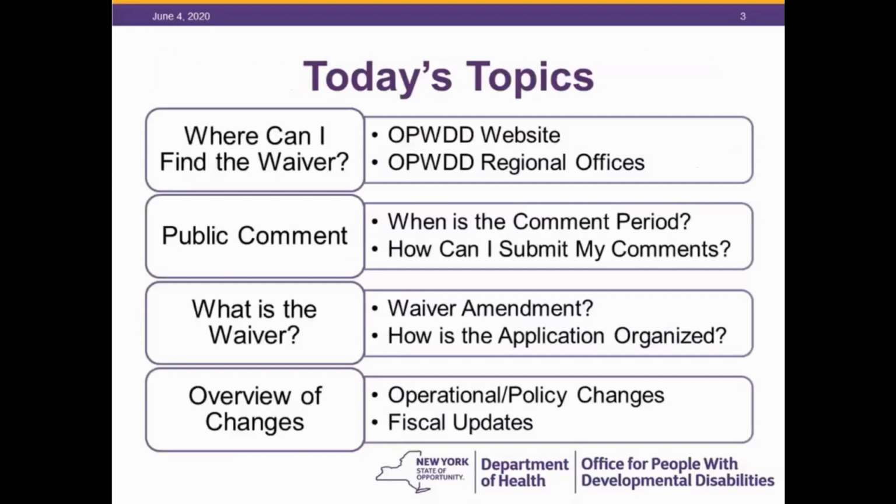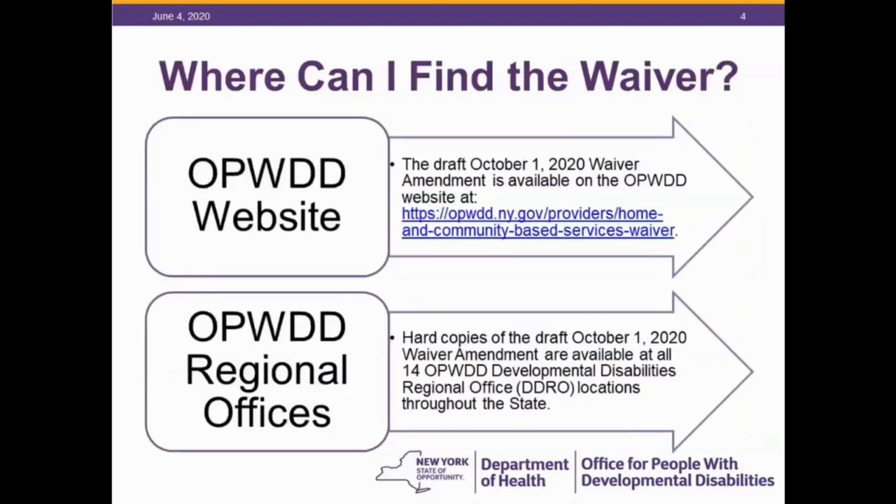Our agenda for this evening is really four primary areas. The first is, where can I find the waiver? Where can I find the waiver amendment? The public comment period. Again, a brief overview of what the waiver is, as well as an overview of the changes that are pending.